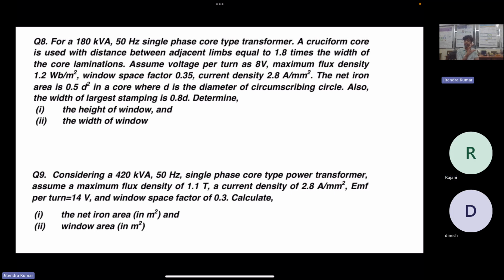So the distance between adjacent limbs is provided, equal to 1.8 times the width of the core laminations. Voltage per turn is given. Window space factor is given. The space factor is what? Area of copper divided by area of window. Current density is given. Net iron area is given. Width of the largest stamping is also given. Now, how can you use all this data to solve the problem?